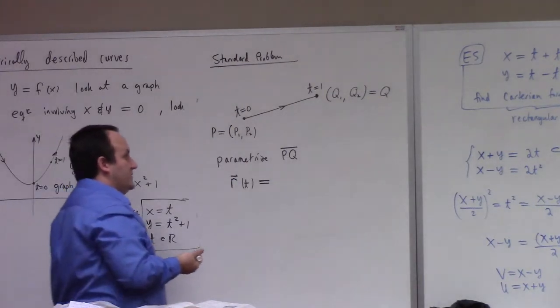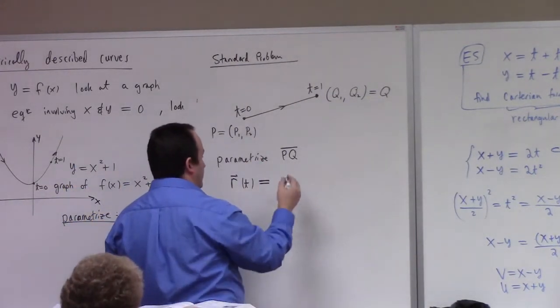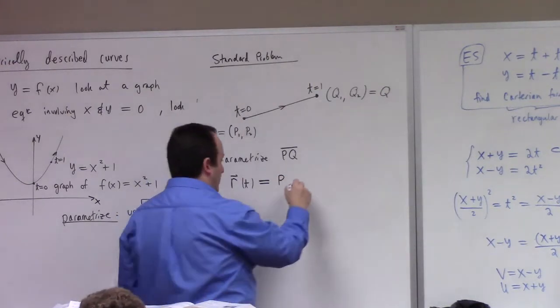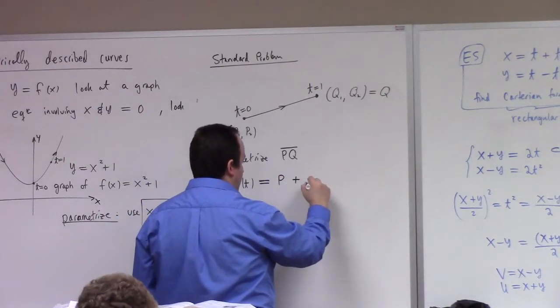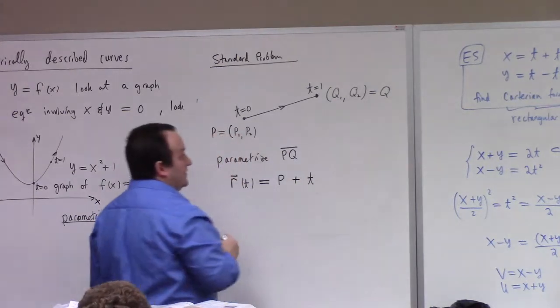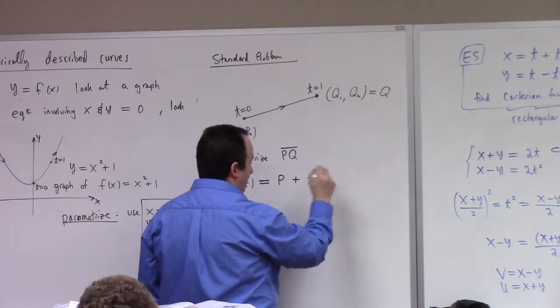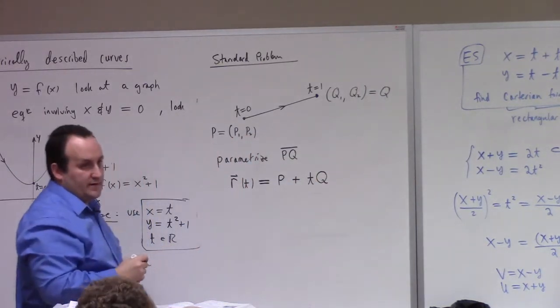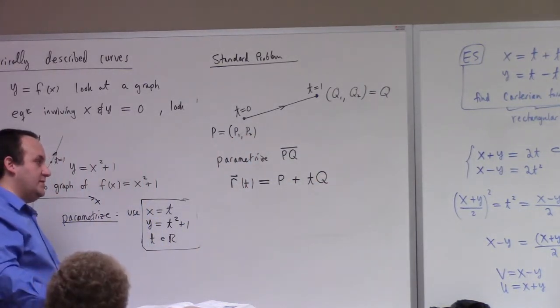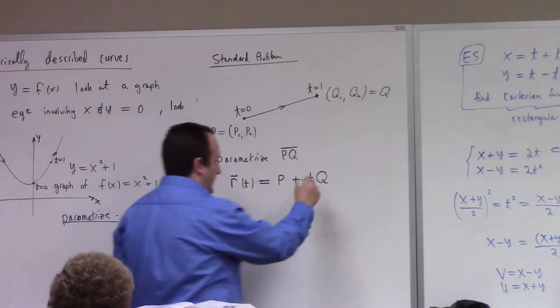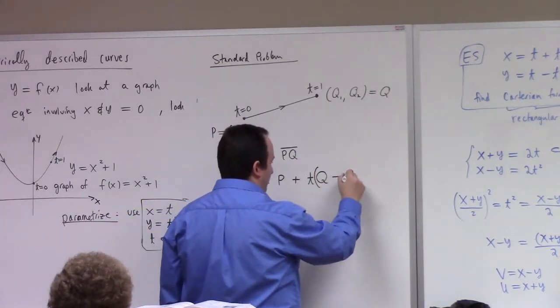To get p at t equals 0, I'll put a p here. And then to get a q at t equals 1, I'll put a tq over here. Now that doesn't quite work, because if you put in time 1, I get p plus q, right? So to get rid of the p, put a parenthesis here, and I subtract p.